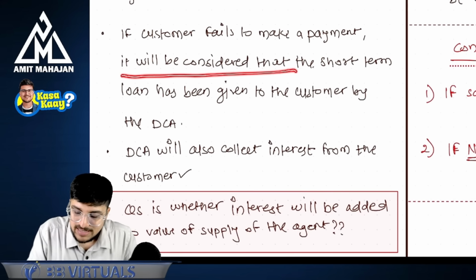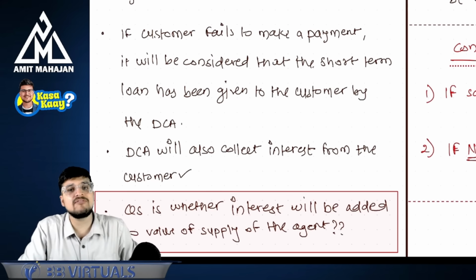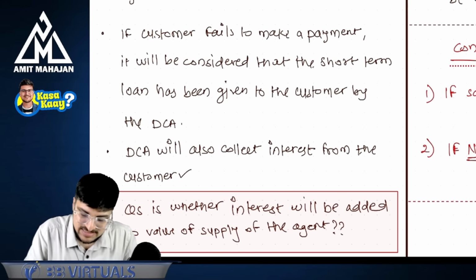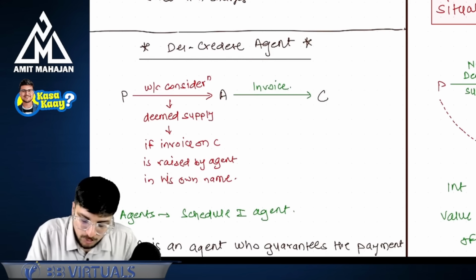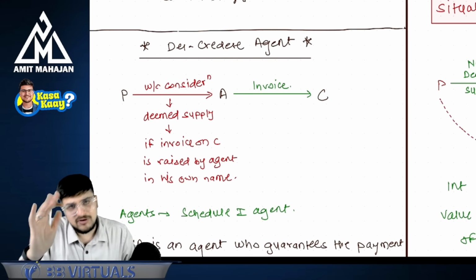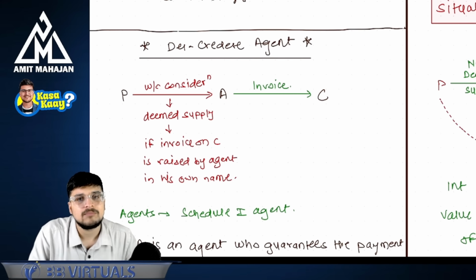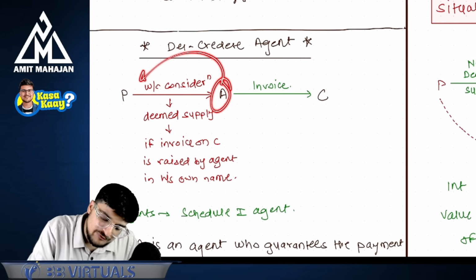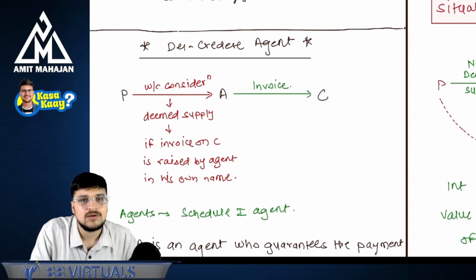If the customer fails to make a payment, it will be considered that a short-term loan has been given to the customer by the DCA, which means, as I told you, that if the customer does not pay, the agent will make a payment. Say, for example, the customer did not pay, so the agent had to make a payment of, say, 10 lakh rupees to the principal.